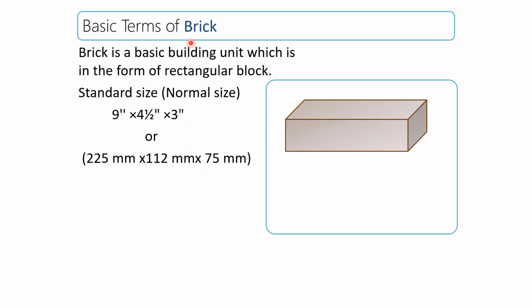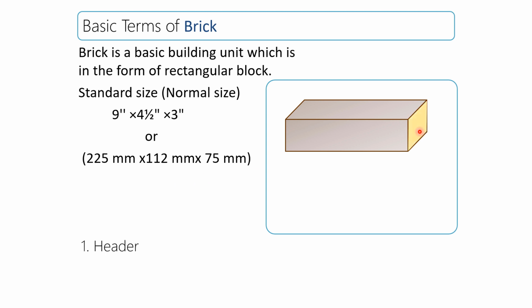Basic terms of brick. Brick is a basic building unit which is in the form of a rectangular block. Standard size, normal size, that is 9 inch by 4.5 inch by 3 inch. 9 inch length, 4.5 inch width, and 3 inch height. In millimeter or SI units, 225 millimeter length, 112 millimeter width, and 75 millimeter height.